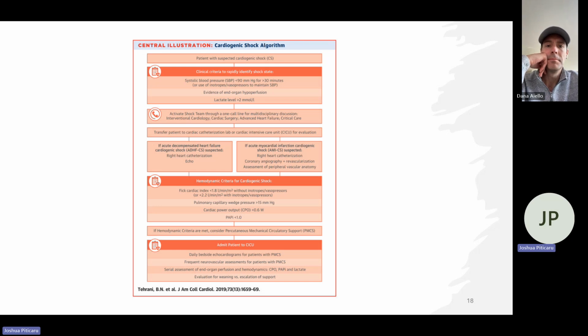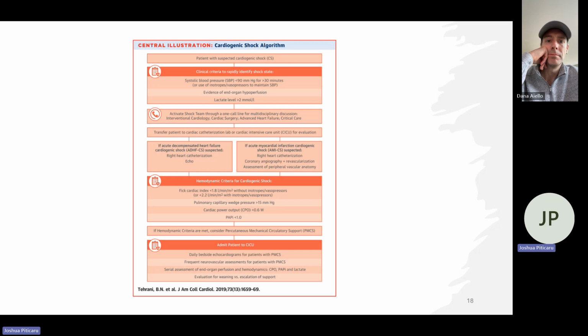Cardiac index below 1.8 without inotropes or vasopressors, or below 2.2 with inotropes and vasopressors, or wedge pressure above 15, or cardiac power output less than 0.6 with a PAPI less than 1. Cardiac power output, do you remember that one? It's the cardiac output times the MAP, divided by 451. That's the CPO. Less than 0.6, cardiogenic shock.